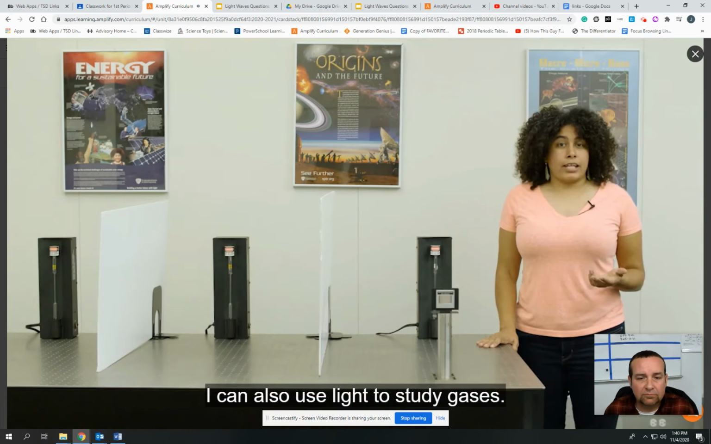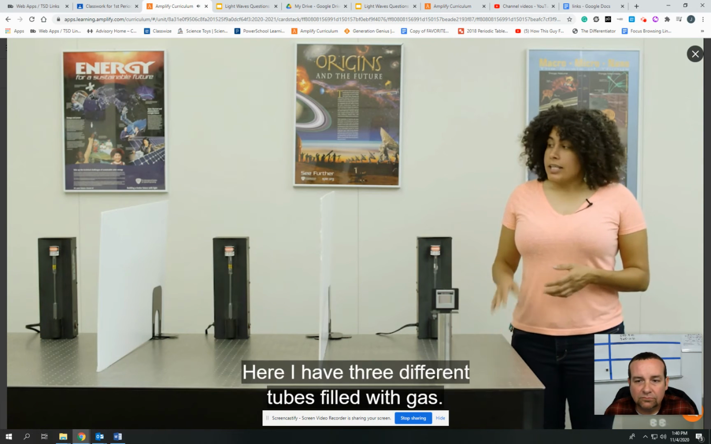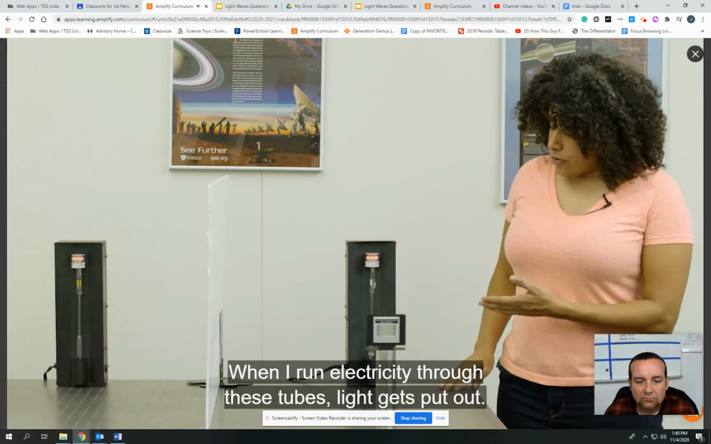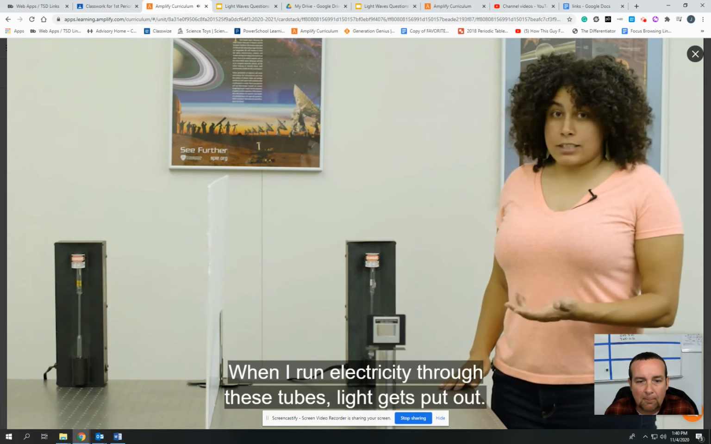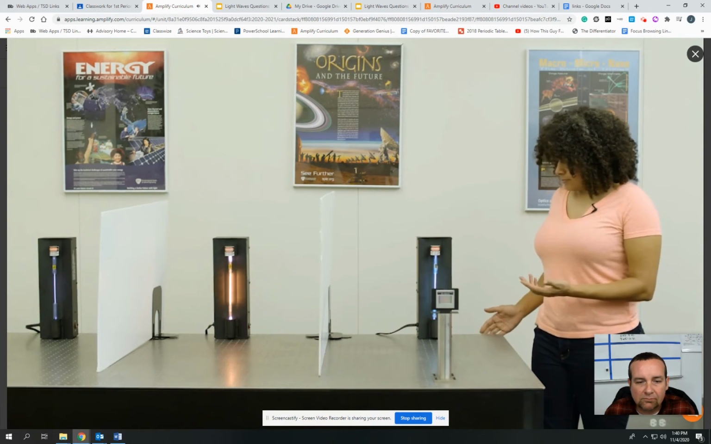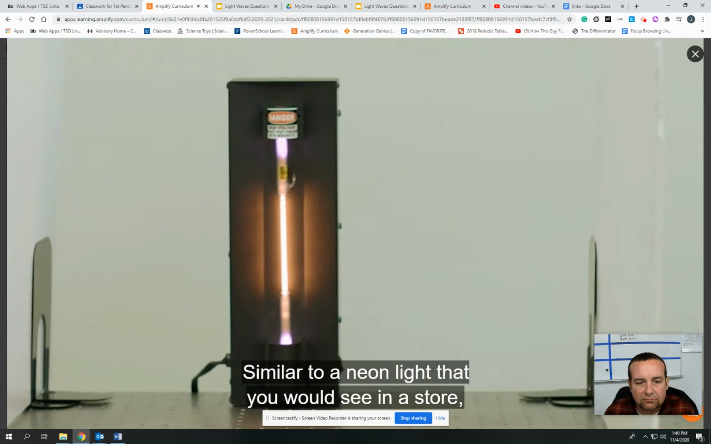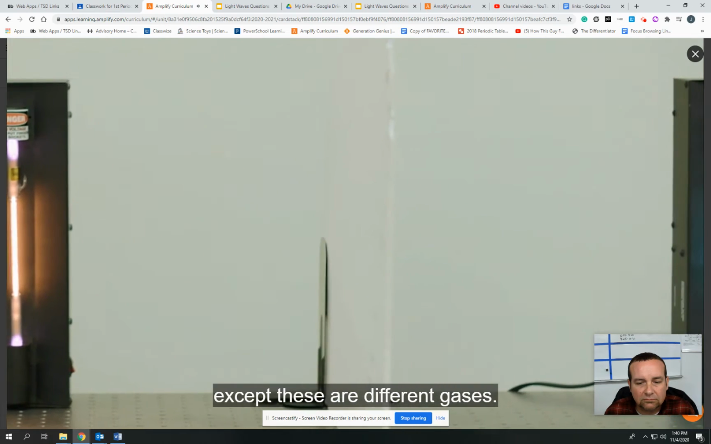I can also use light to study gases. Here I have 3 different tubes filled with gas. When I run electricity through these tubes, light gets put out. Similar to a neon light that you would see in a store, except these are different gases.